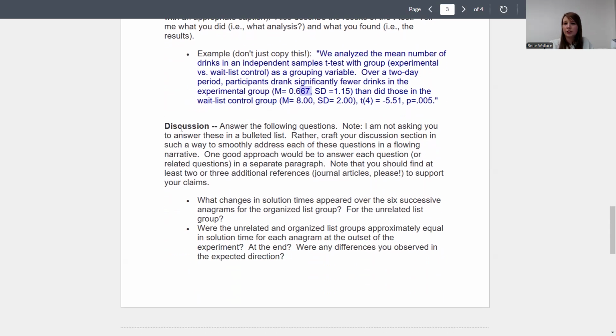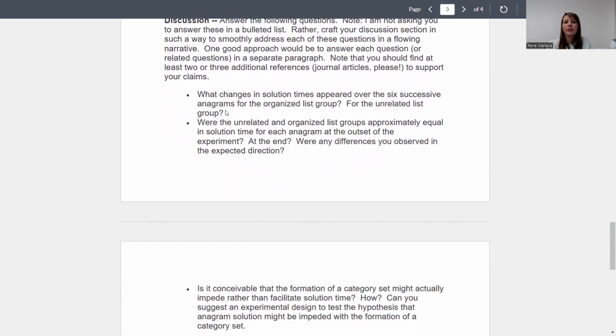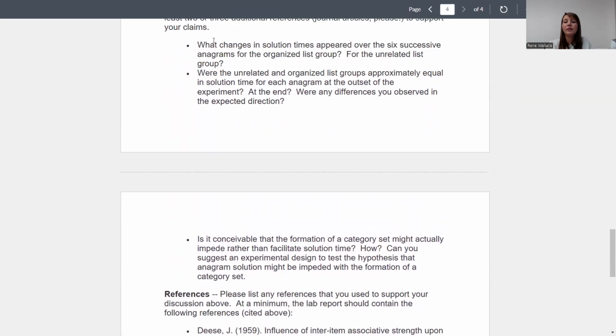Then the discussion section, your last level 1 heading for this paper, after your results. Answer the following questions, not in a bulleted list, but craft your discussion in such a way to smoothly address each of these questions in a flowing narrative. Answer each question or related questions in a separate paragraph. So you see there are 3 bullet points here, which means you need at least 3 paragraphs minimum for this discussion section, maybe more depending on what you're talking about.